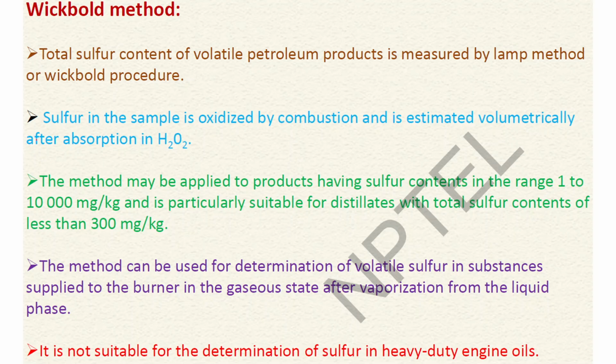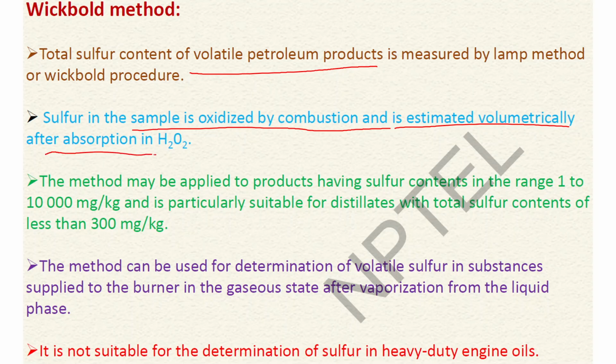Coming on to the next method, which is the wick-bold method. The bomb method was for non-volatile petroleum products, but this wick-bold method is for volatile petroleum products. Total sulfur content of a volatile petroleum product is measured by the lamp method or wick-bold method. Sulfur in the sample is oxidized by combustion, where the volatile petroleum product is heated and burnt in a lamp.